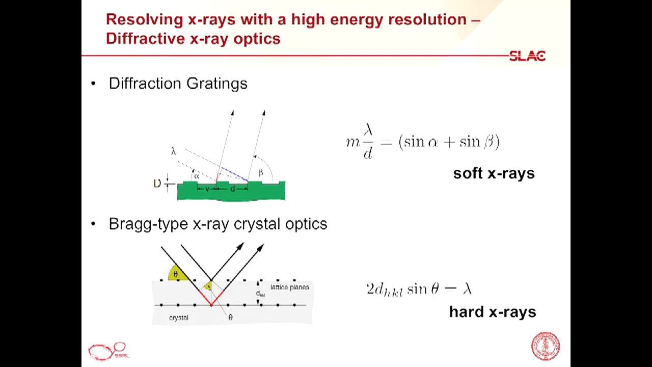Now, if somebody wants to resolve X-rays with high resolution, you need to move to a different kind of scheme. One scheme for that is to use diffraction. As was briefly discussed before, the diffraction of a specific energy happens at specific angles. So by taking advantage of this correlation between energy and angle when X-rays interact with crystal materials, somebody can even consider schemes of detecting radiation in a monochromatic way.